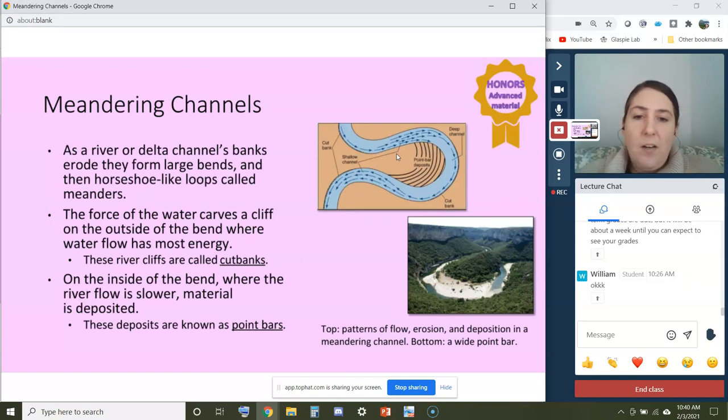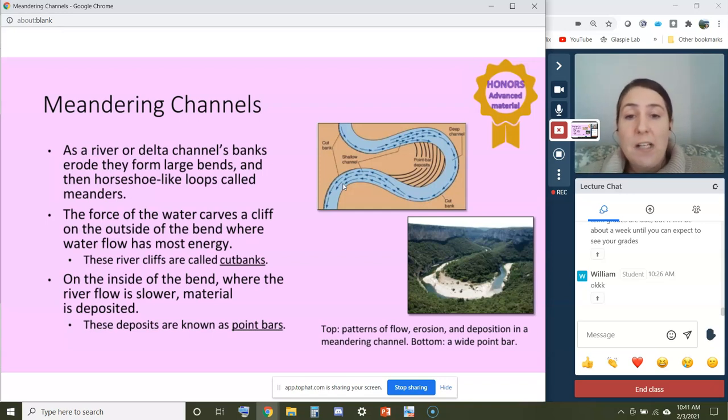This is some advanced material, so now I'm going to be talking about where sediment is deposited in the actual river system. So there are some areas where river flow slows down or speeds up, and you get deposition or erosion depending. So we'll talk about that. As a river or delta channel's banks erode over time, they end up forming large bends and then eventually horseshoe-shaped loops called meanders. So a meandering river is a very typical form for a river to take, because it's really natural for a river to slowly morph into a meandering feature.